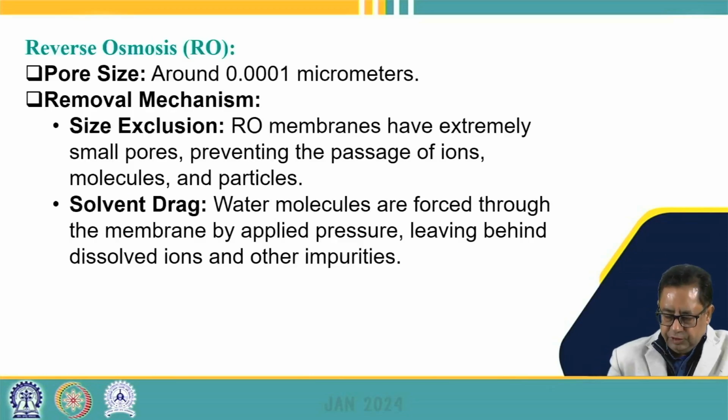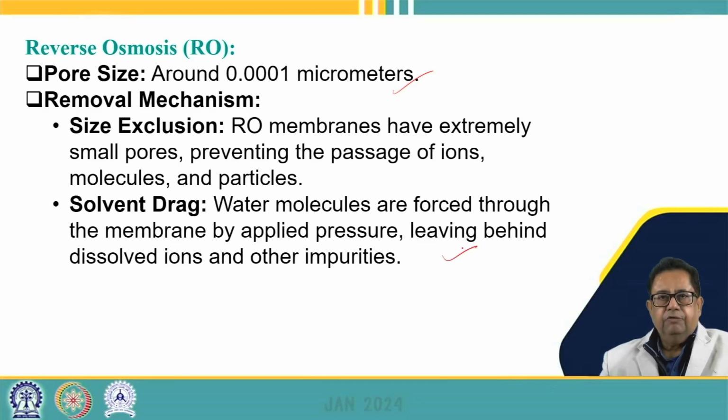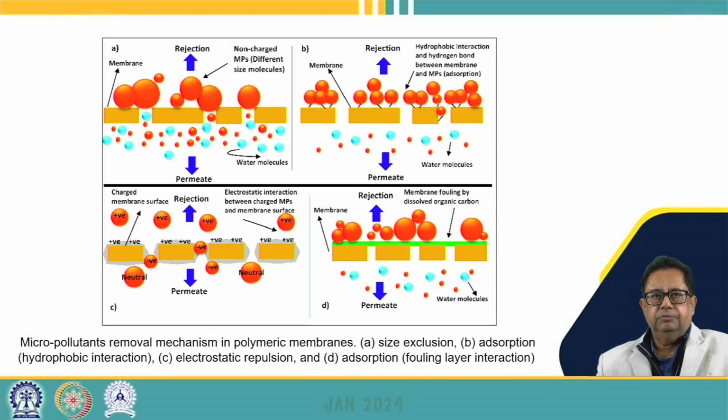Then reverse osmosis, where we have a very small pore size, so the membrane prevents the passage of ions, molecules and particles which are larger than the size of the membrane pores. Similarly, size exclusion also plays a very important role. Similarly, the solvent drag, that is, water molecules are forced through the membrane by the applied pressure. It leaves behind the dissolved ions and other impurities. So solvent drag also plays a very important role in the removal mechanism by the RO process.